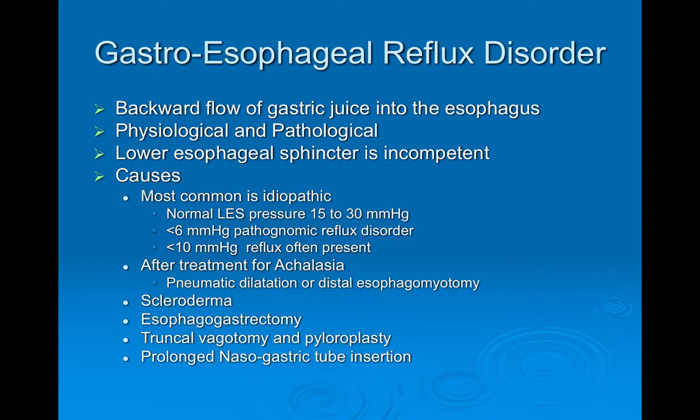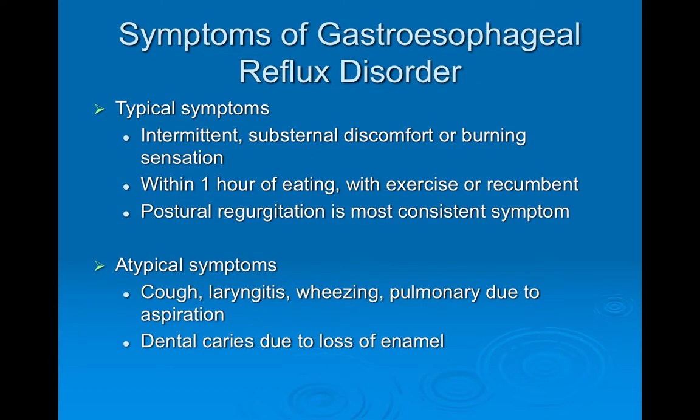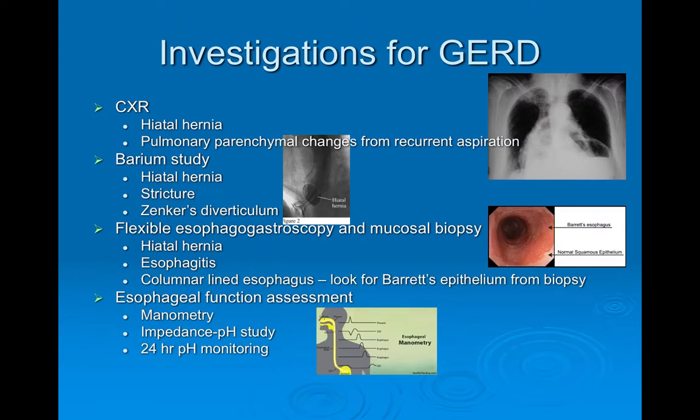So symptoms we kind of talked about, you get that burning type of feeling and chest pain, but you can also get coughing, aspiration pneumonia, and dental caries because of the gastric acid. To investigate it, you want to make sure that if they do have a hiatal hernia, that's something you can treat, right? So it helps guide your therapy.